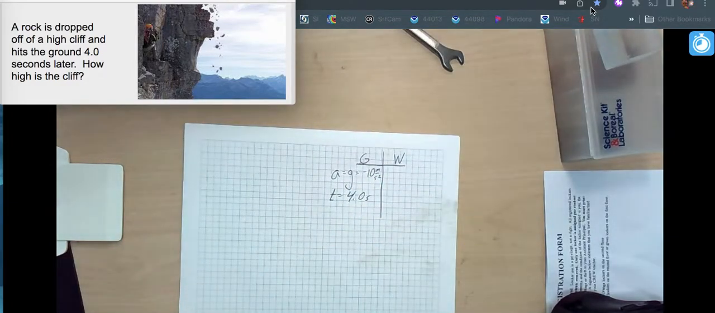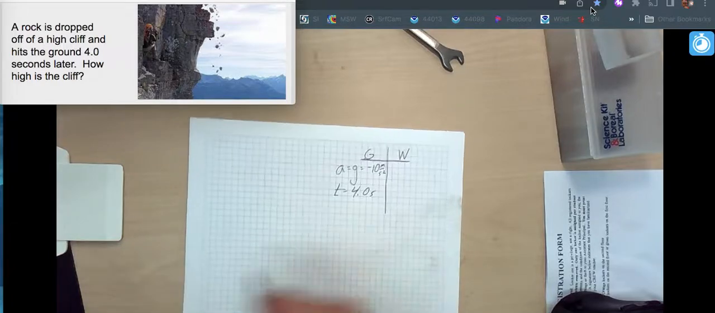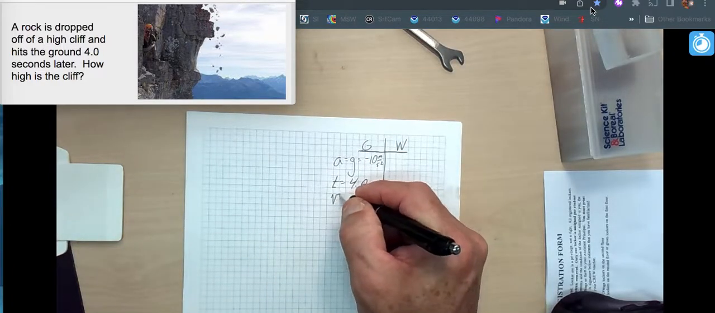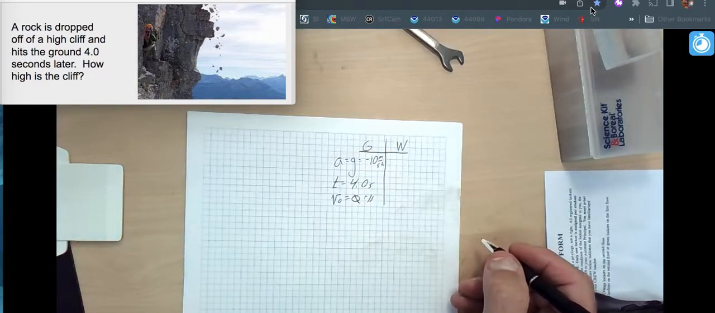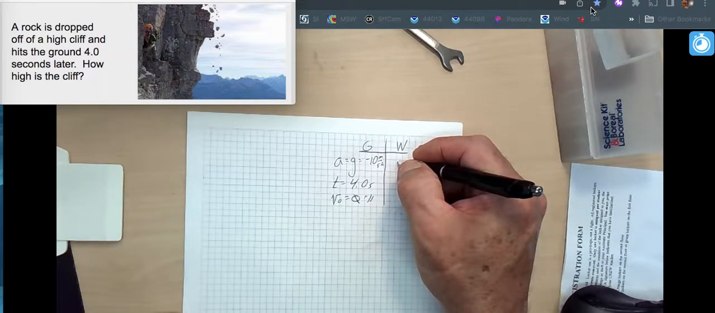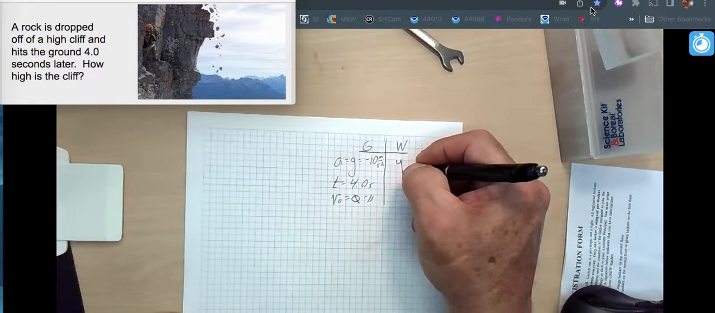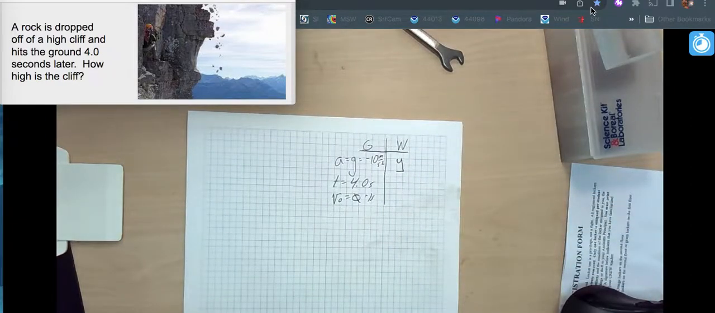And what is not really explicitly stated here, but is knowable indeed: if it's dropped out of your hand, it had a starting velocity of 0. V initial is 0 meters a second. And what do I want? How high is the cliff? So really what I want is displacement. I'm going to call it y-axis displacement, and you'll see why when we get to projectiles. But I'm looking for displacement.